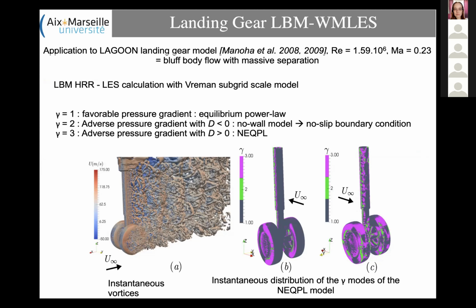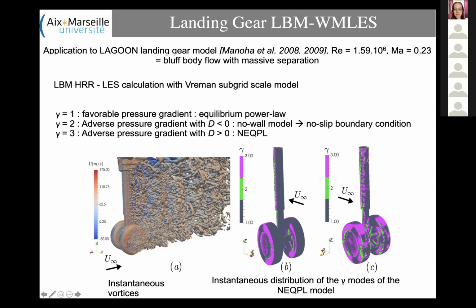And of course, you can see this is a landing gear, a simplified landing gear. It corresponds to an experiment carried out in Germany at DLR in collaboration with ONERA in France. So this is a reference test case used by Airbus now to calibrate models for this kind of simulation. The Reynolds number is about 1.6 million. This is still subsonic. And this is a typical bluff body with massive separation.